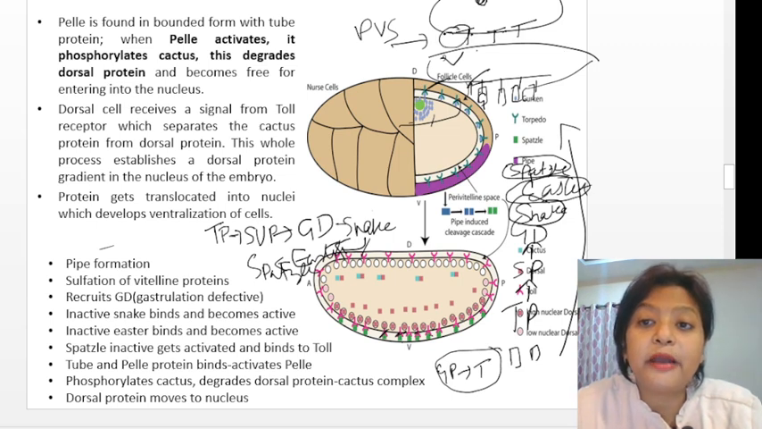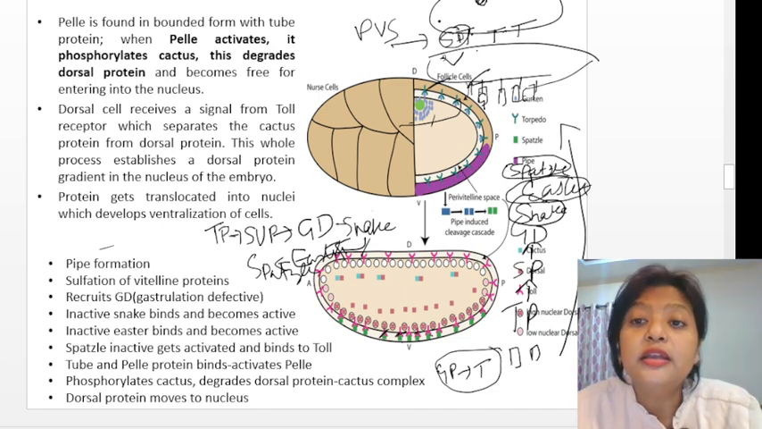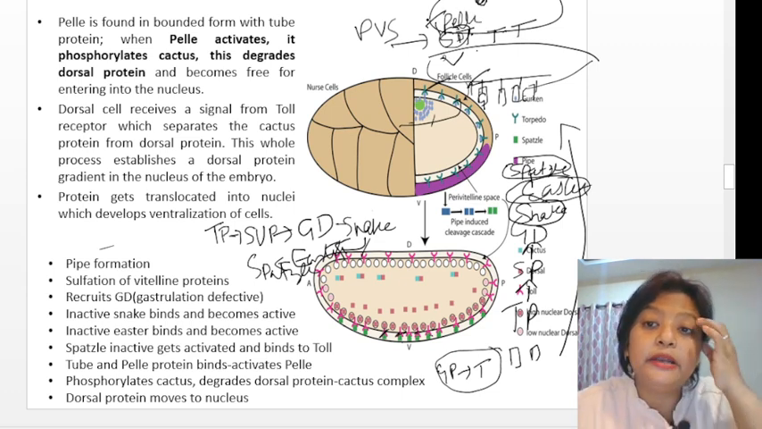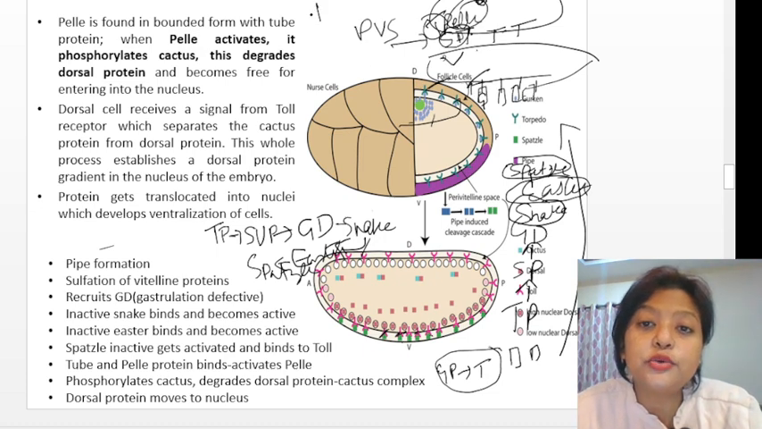So once spatzel binds with this toll out here, see in the upper part, what will happen? It will lead to binding of other proteins known as tube and pele. Okay, tube and pele, T and P. So now here you can see tube and pele are bound with the spatzel and the toll receptors.